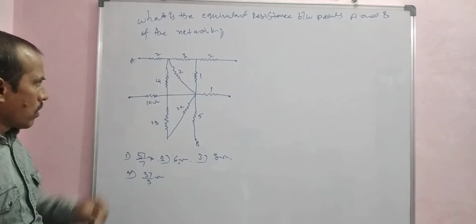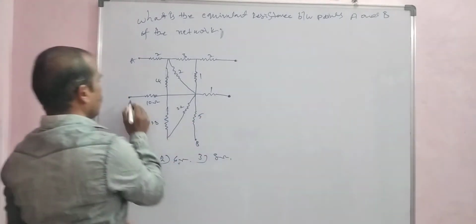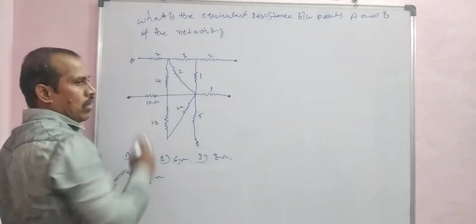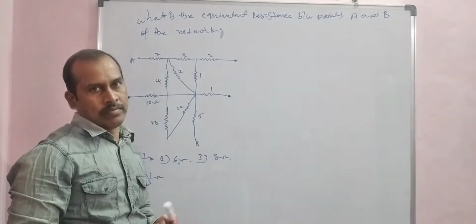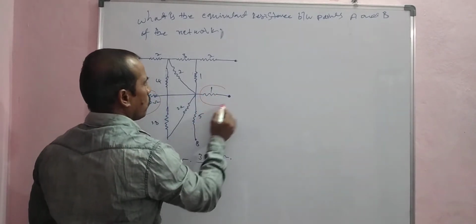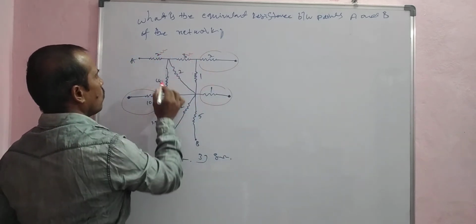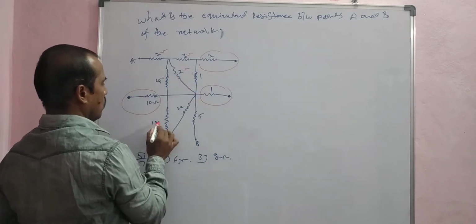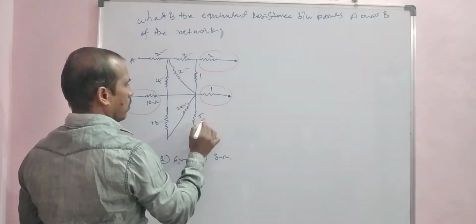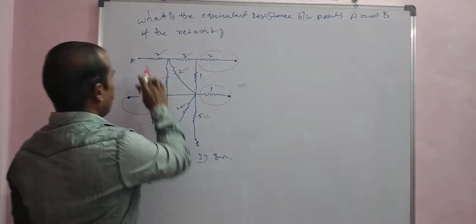First of all, in this circuit, this one is open, this is also open, and this one is open. These open circuits we remove from the diagram. The resistances are 2 ohm, 3 ohm, 4 ohm, 2 ohm, 1.8 ohm, 2.2 ohm, and 5 ohm. Now let's draw this circuit again.